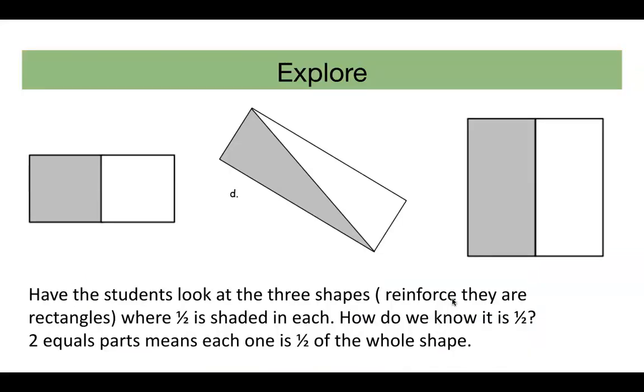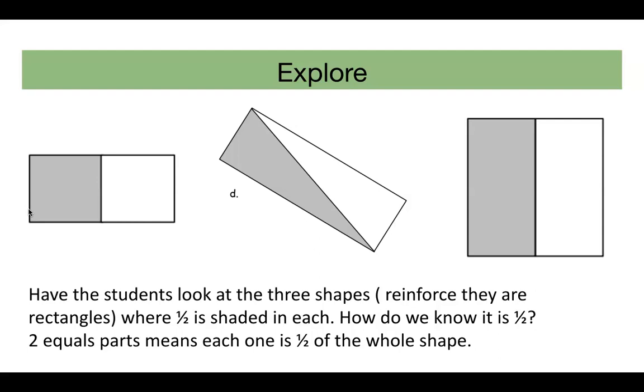So now, for a first step for our students with disabilities, I would have them look at the 3 shapes, reinforce that they are rectangles. And why are they rectangles? Because of the right angles in each one of them, and because the side lengths across from each other match, but there are different side lengths on different parts. And reinforce that half of them is shaded. Half of each shape is shaded.